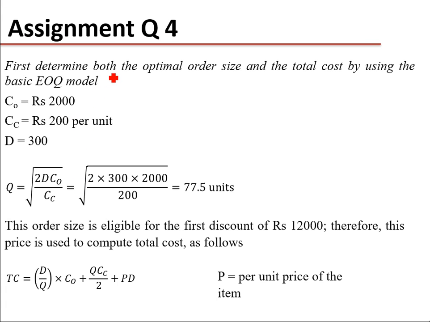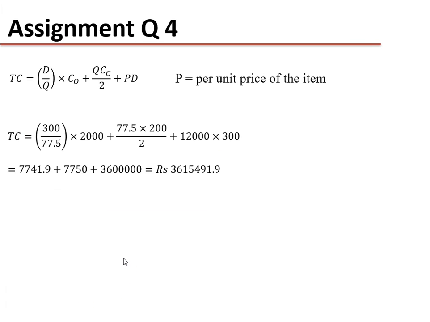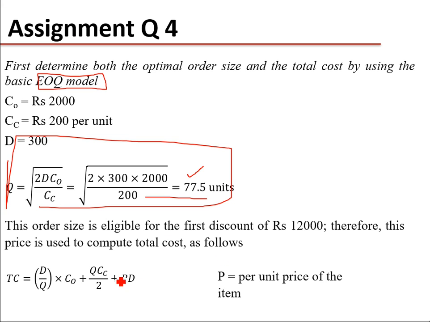Now first we have to find the Q value based on the basic EOQ model. Basic EOQ model we already know. This is the basic EOQ model, and from here the number of units we are going to get is 77.5 units, and based upon this number of units in an order we find the total cost, and total cost comes up to be this value.